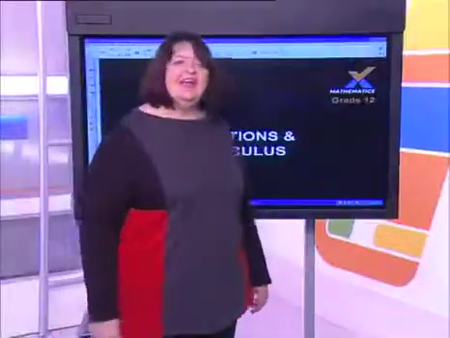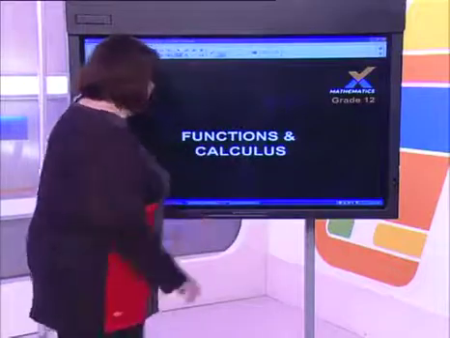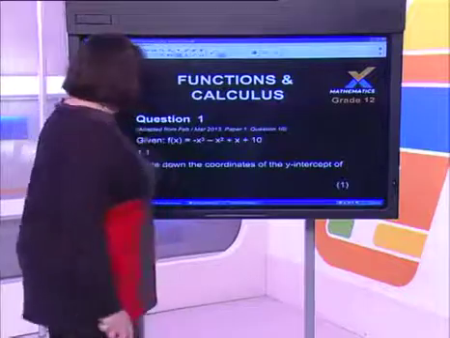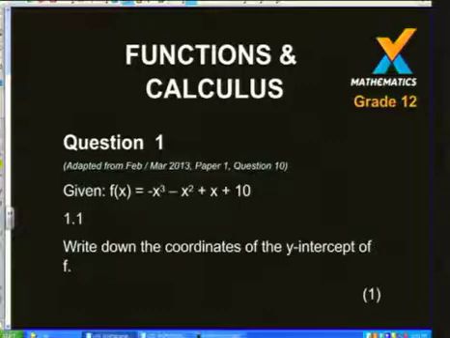Great, let's get going. As I say, we're doing functions and calculus. So let's move into the first question. The first question, as you can see, was taken from February-March 2013, paper 1. It was question 10. It says, given that f of x equals minus x cubed minus x squared plus x plus 10, then there are a whole lot of questions coming. But the moment you see that, I think you know what's going to come. It's a cubic graph. In all likelihood, if the graph is not drawn, you are going to draw it.